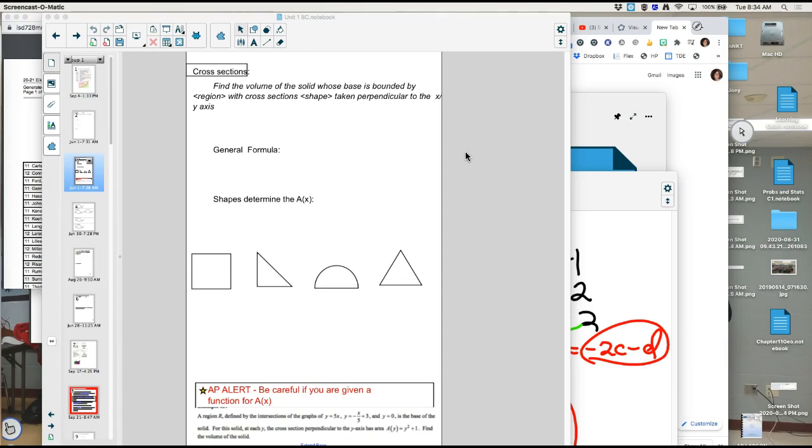So we did the discs, the washers. I introduced you to the shells. Shells will not be tested on my test or on the AP test, but it's good to have a little bit of knowledge about them. I will put visuals in for discs, washers, shells in a folder in Schoology that just says visuals or animations.